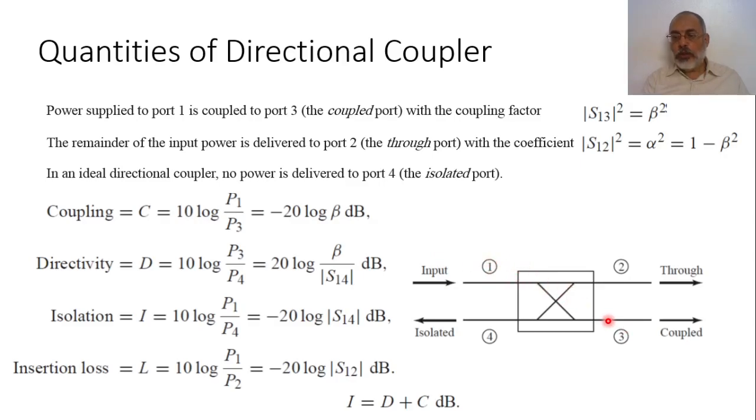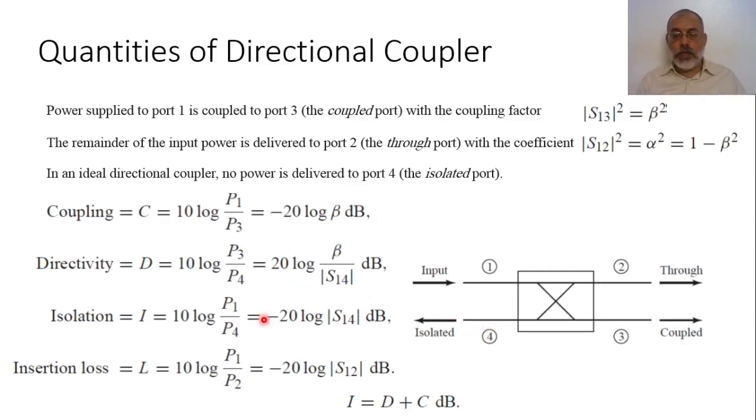So when I'm using a directional coupler, I'm interested in the insertion loss from the input to the through port and the coupling coefficient from 1 to 3. What I'm not interested in is the power at port 4, because it should be isolated. So we have a definition of the isolation. The isolation is the ratio of the power at port 4 to port 1, and ideally the power at port 4 is 0. So the isolation is 10 log power 1 to power 4, which should in the ideal case be infinity, but actually we don't reach infinity.